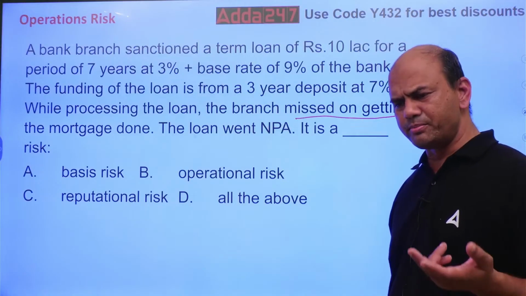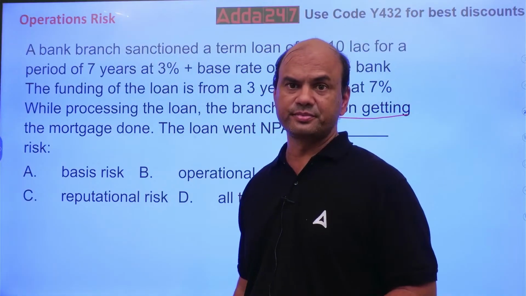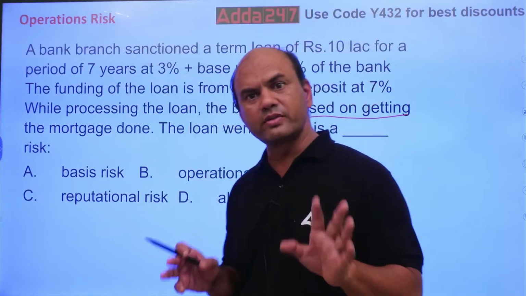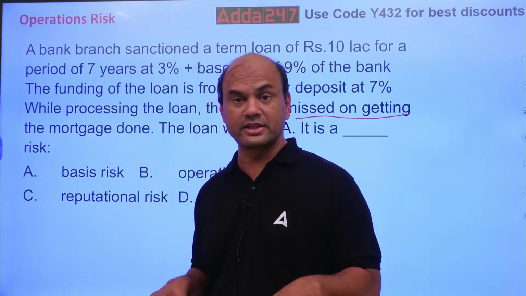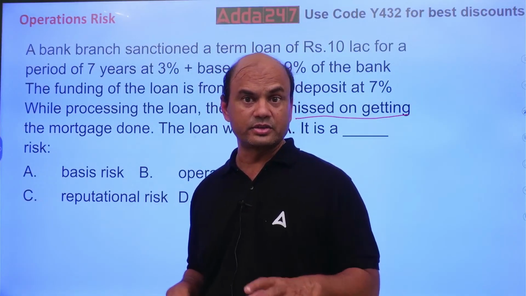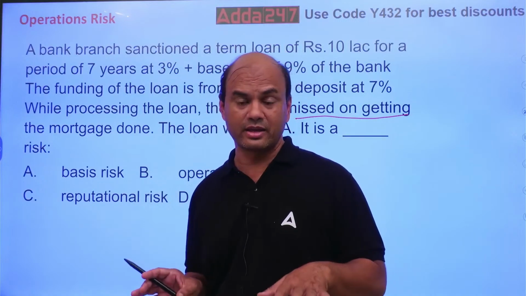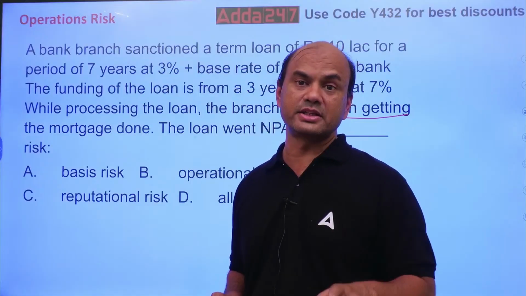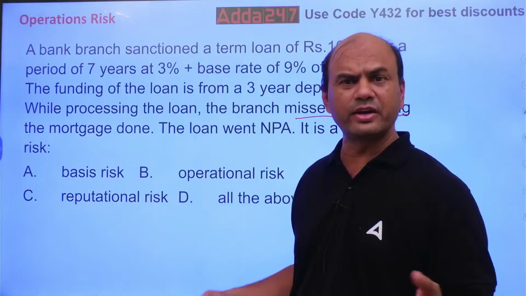You'll say, how can the bank miss on getting the mortgage before giving the loans? It happens. There are many cooperative banks who don't even mortgage. I have seen personally right now, this year. It's not some old age of 1990 or 2000. Today, there are many banks who miss out on taking the mortgages. This is what type of risk? The loan has gone into NPA.